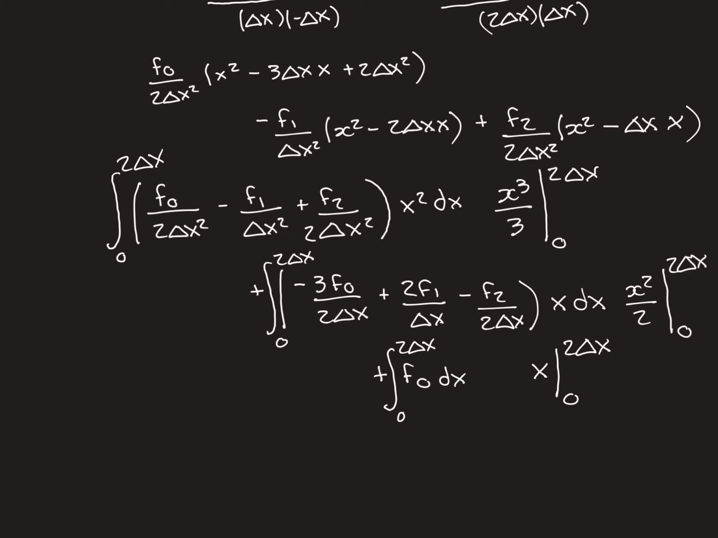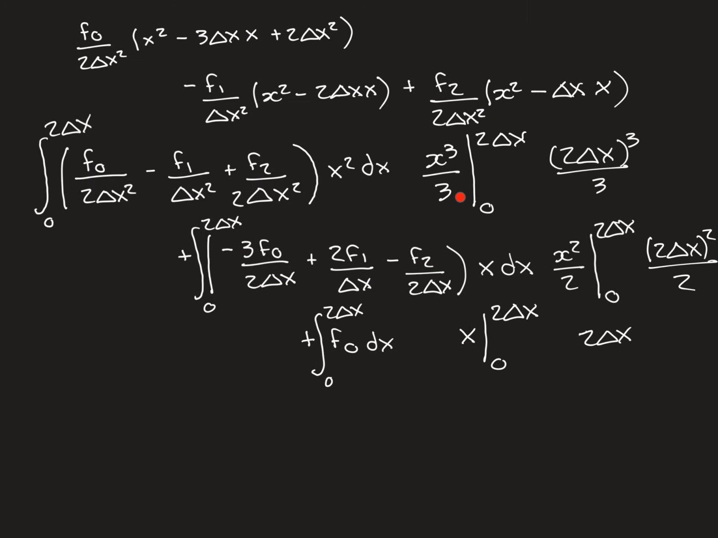I don't want to have to write all of this mess out again, so let's just think about this. This will come out the front, and we're integrating x squared. X squared integrated is x cubed over 3, and we want to evaluate that between 0 and 2 delta x. This one, again, imagine pulling out the front, we're just integrating x, which is going to be x squared over 2, and we're going to evaluate it from 0 to 2 delta x. This one, put the f0 out the front, and then you're just integrating 1, which is going to be x, and you're going to evaluate it again from 0 to 2 delta x.